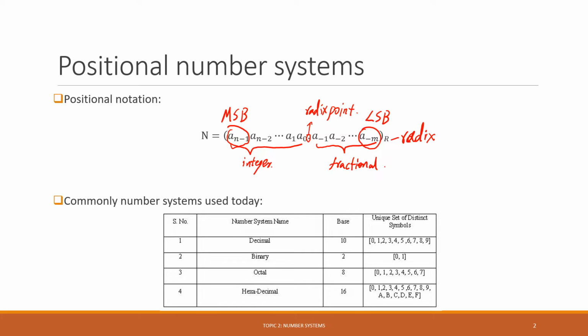And in today's world, the commonly used number systems include decimal, binary, octal, and hexadecimal. Especially in computer systems, we use the latter three: binary, octal, and hexadecimal. But basically, octal and hexadecimal are different representations of binary. We will see this later.